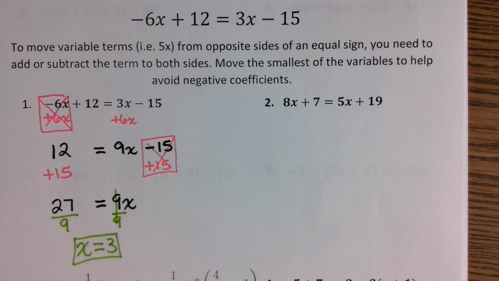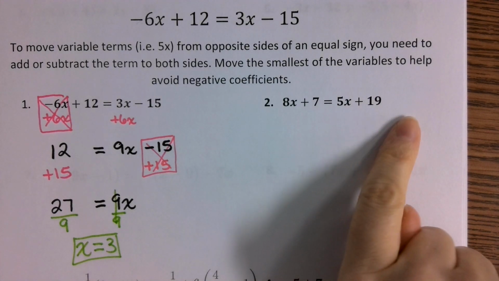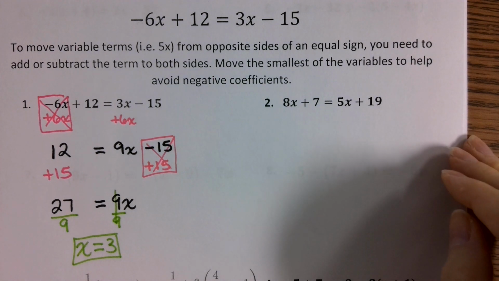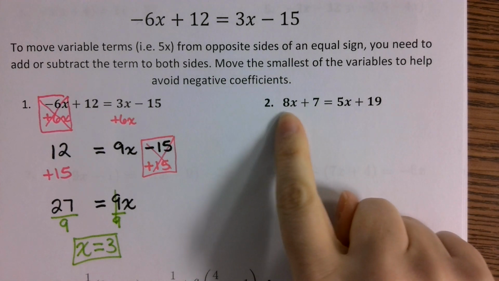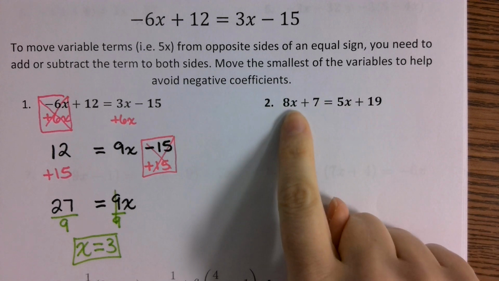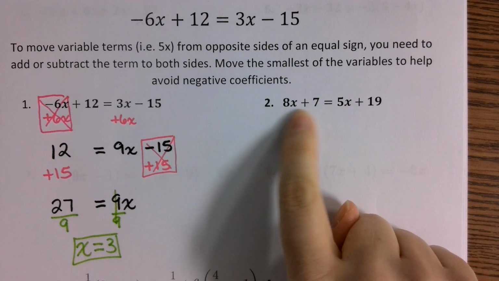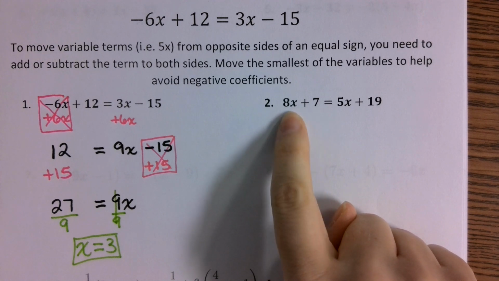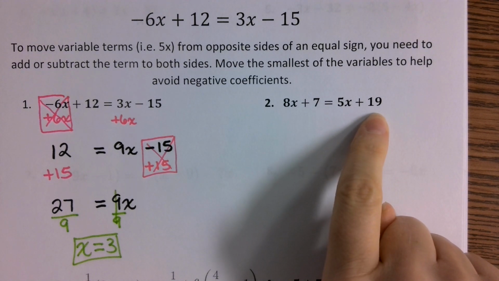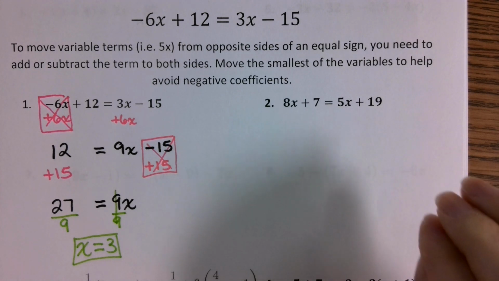Okay, so let's try this one, problem number 2. Again, first thing I need to do is see if I can distribute anything. Is there anything that can be distributed with problem number 2? No. Okay, next thing I'm going to do is look at the left side. Can I simplify by combining any like terms here? Nope. What about on the right side? Can I combine any like terms on the right side? No. So now I can start solving.